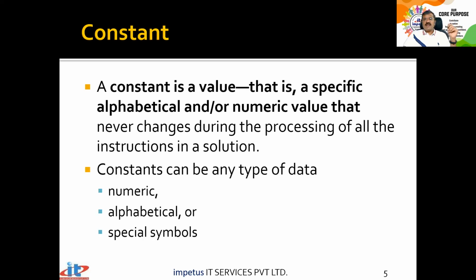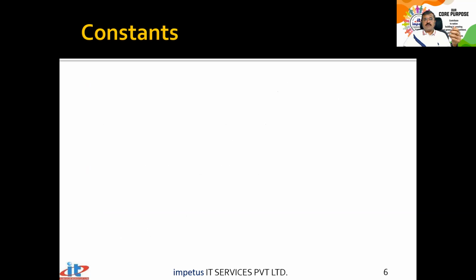And constants also have a type. Roll number 7, 7 is an integer. Name Anil, Anil is a string. Grade A plus, A is a character, that's of type character. So constants also have data types: numeric, alphabetic, symbols, whatever it may be.